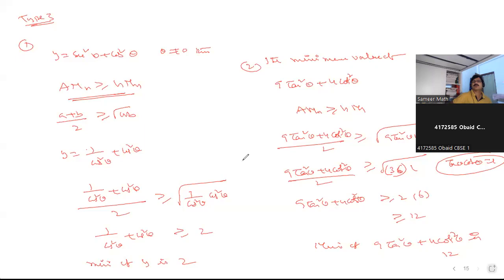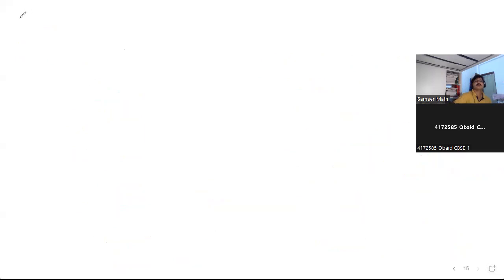Okay, now we have the last one. See here, I think type 3 is our type 4. In type 4, you remember two formulas. What is that? You see, minimum value of this one.